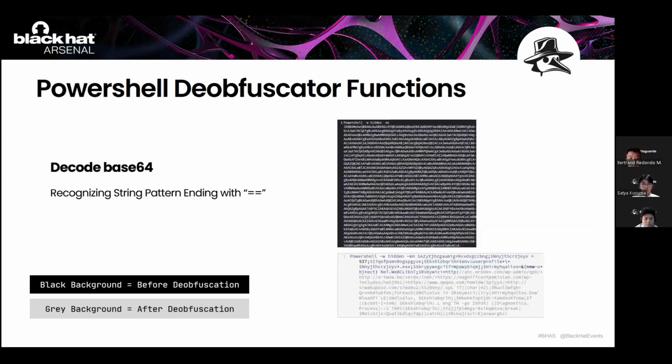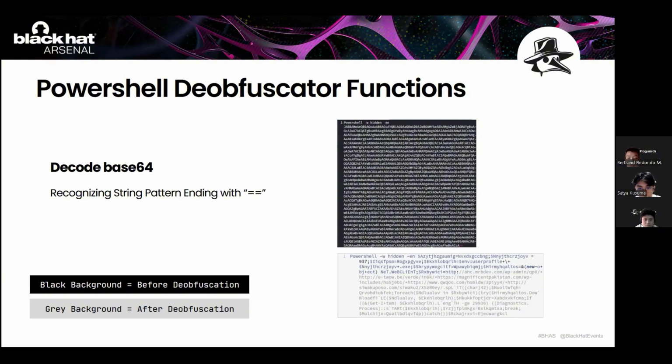The third feature is to decode base64. For this function, there are two patterns that the application can recognize. The first one is recognizing a string pattern ending with a double equal sign. As we can see in the picture on the right side, at the end of the string there is a double equal sign, which means that this string contains a base64 encoded string.